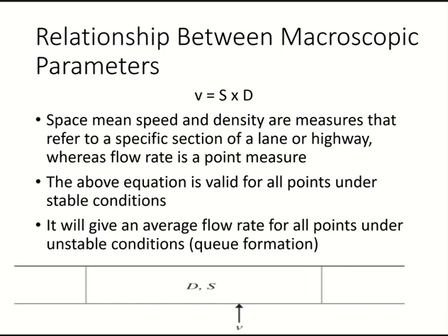So speed is for the whole section, and density is also per mile. So it's not a point. This equation is not applying to a point. It's applying to the whole section, because speed is for the section and density is also for the whole mile, for the whole section. Clear? So if two things are for the whole section, the third thing is also for the whole section. Clear?